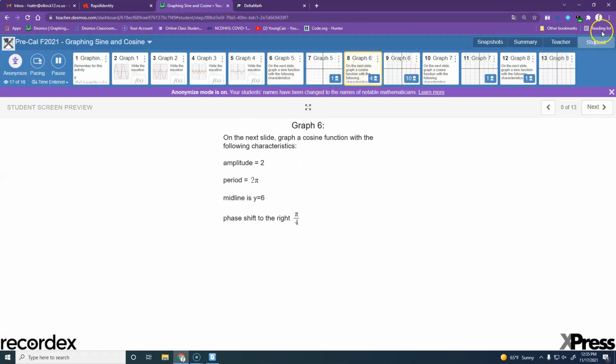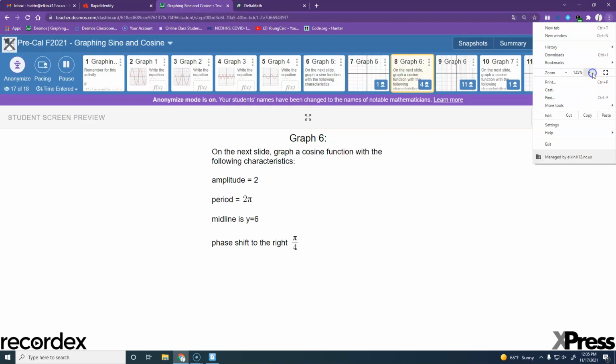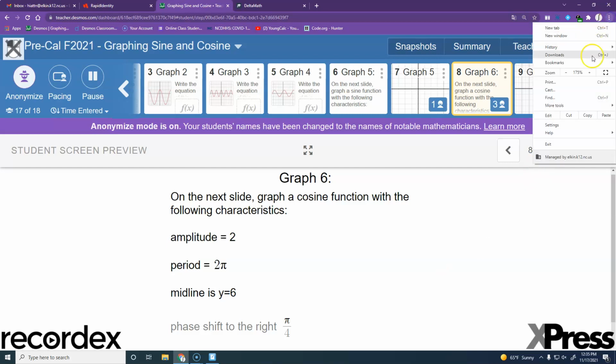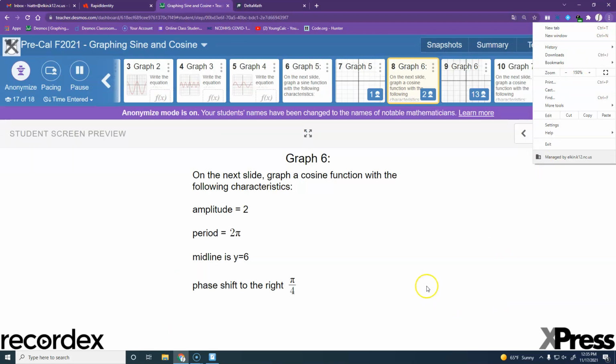All right, so this one says, on the next slide, graph a cosine function with the following characteristics. So we're using cosine this time. We want an amplitude of 2, a period of 2 pi, a midline at 6, and a phase shift to the right pi over 4. So go to the next one and try to graph that one for me.